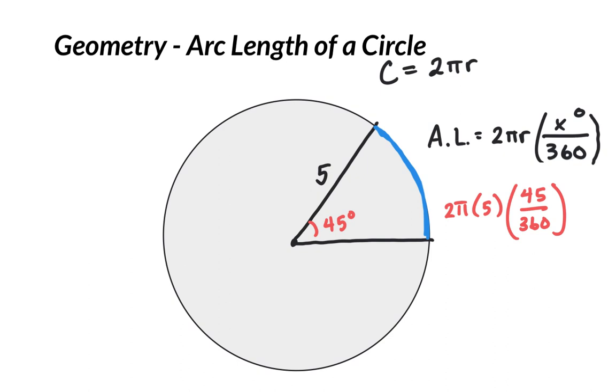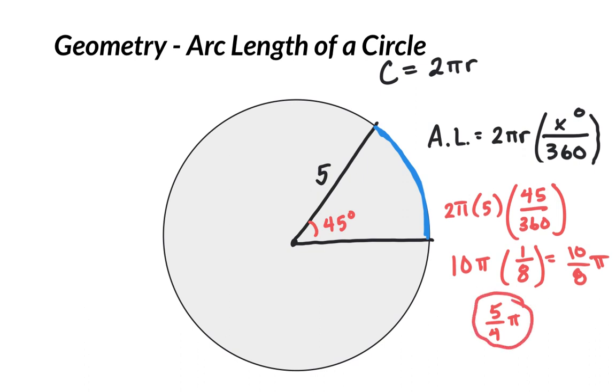2 times pi times 5 is 10 pi, and 45 divided by 360 is 1/8. Now, you could actually multiply this out on your calculator. You could substitute an approximation in for pi, like 3.14. I'm actually just going to leave it with a pi. This, 10 times 1/8, would be 10 over 8 times pi, and 10 over 8 reduces to 5/4 pi. And I'm going to leave it like that. That's an exact answer, and I like it like that.